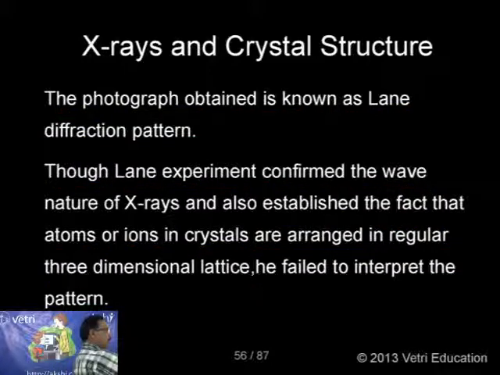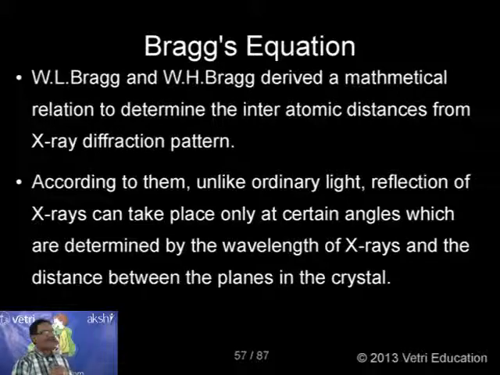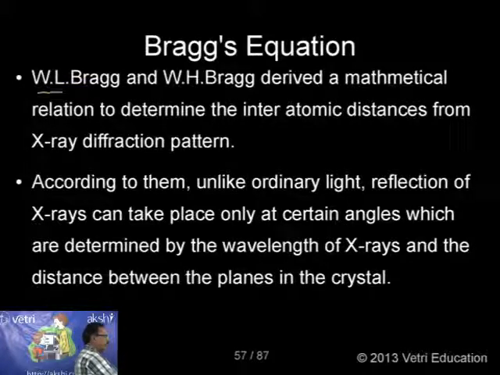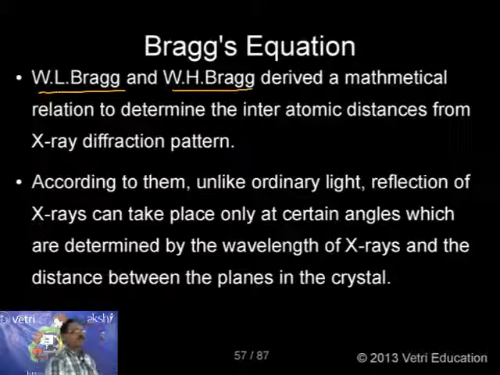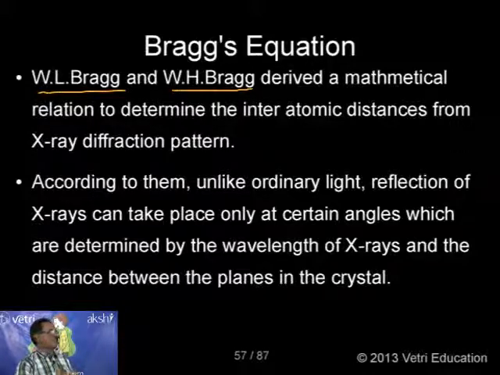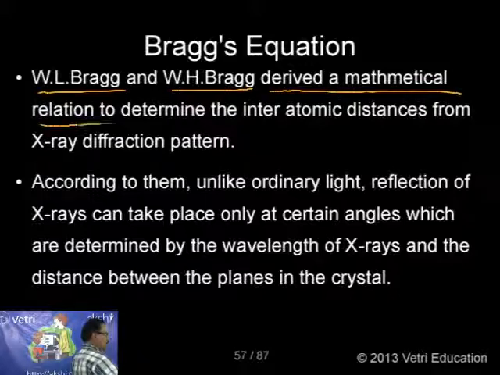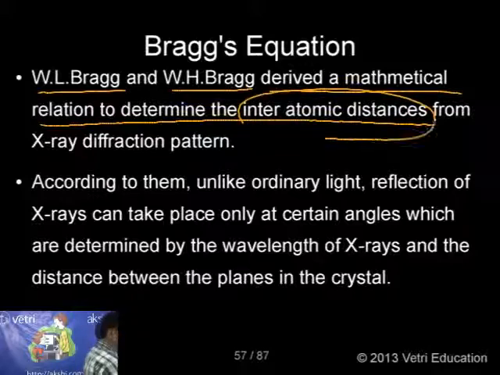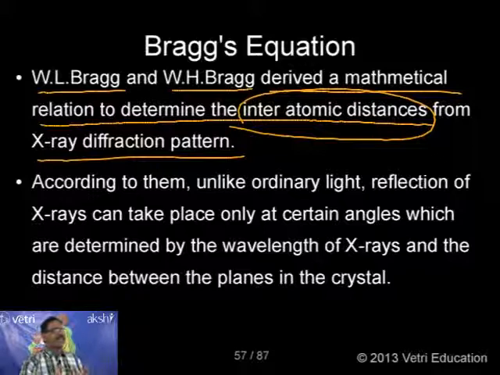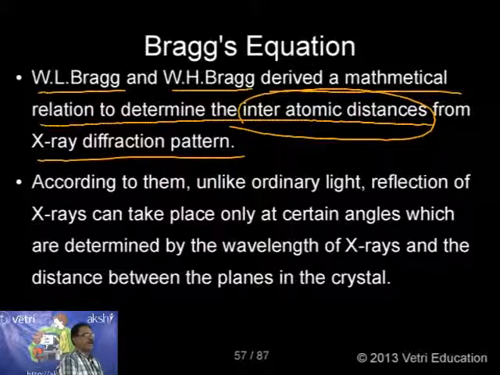So the next people were successful. They are called the Braggs, two scientists. W.L. Bragg and W.H. Bragg were successful in this. They derived an equation called Bragg's equation. So let me discuss Bragg's equation now. W.L. Bragg and W.H. Bragg derived a mathematical relation to determine the interatomic distance from the X-ray diffraction pattern. Interatomic distance, that is d(hkl), we have discussed just now. That d, the interatomic distance, can be obtained from crystals with the help of the X-ray diffraction pattern, as discovered by Bragg's equation.